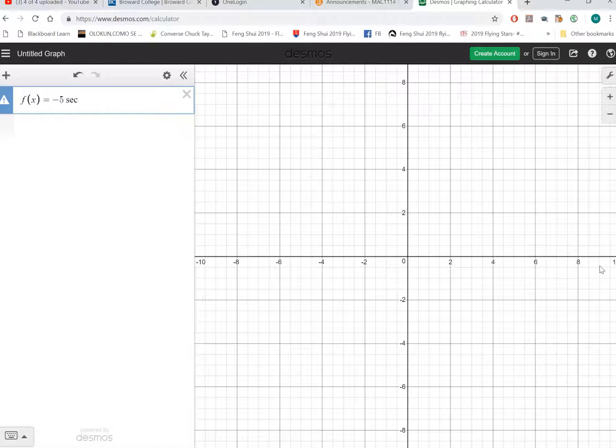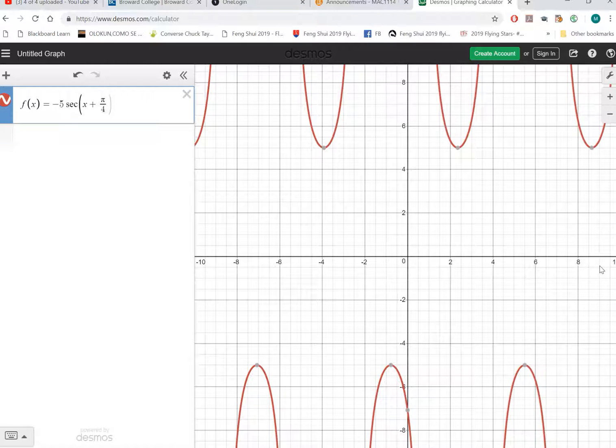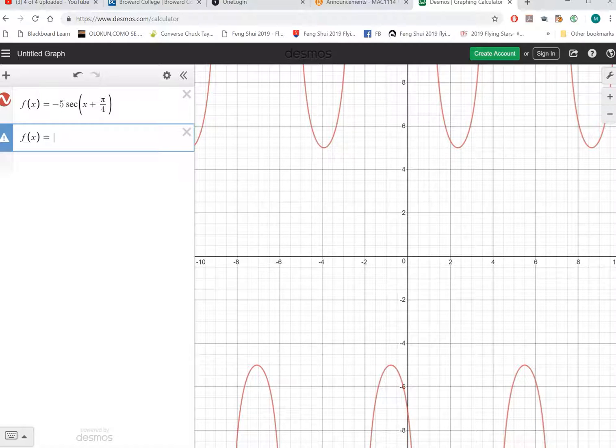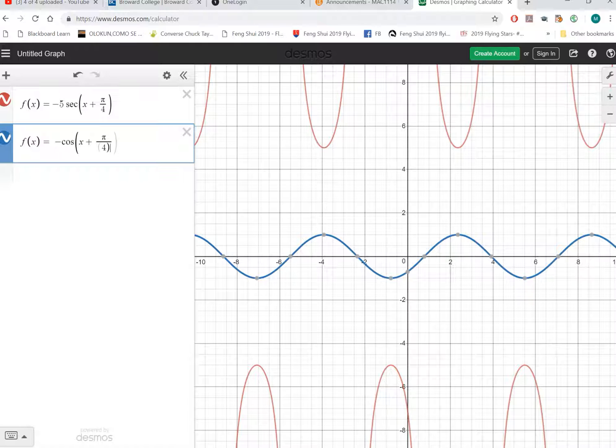So who is the inverse of secant? Cosine, right? And so notice this one has a shift of x plus pi over 4. Okay? If you want to click on these cells, you can see the tips of where the highs, the minimums, and maxes are. So if you do the same thing with negative cosine, and we're going to do x plus pi over 4. Let me close that. Oh, forgot the 5, sorry.